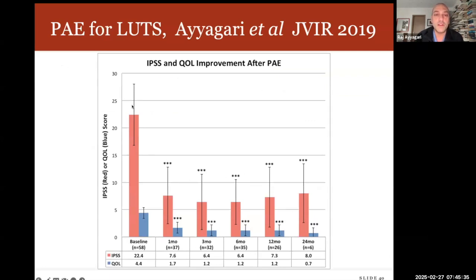So now, again, this is just data we published on patients with lower urinary tract symptoms and their improvement in the symptom score. So people come in, average is 22.4. And then after embolization, at 1, 3, 6, 12, 24 months, you see a very nice preserved reduction in their symptom score down to more or less 6, 7. So in that mild range for the most part.